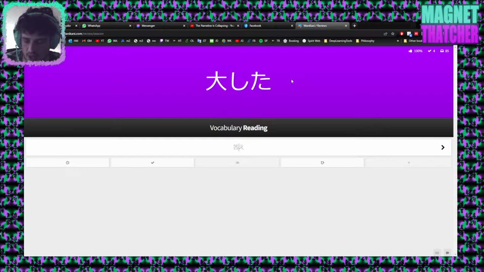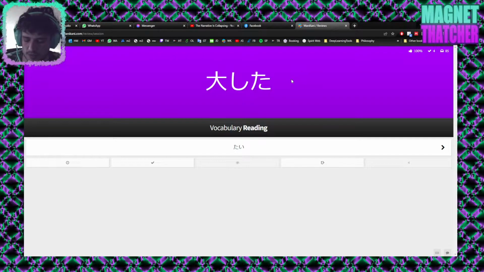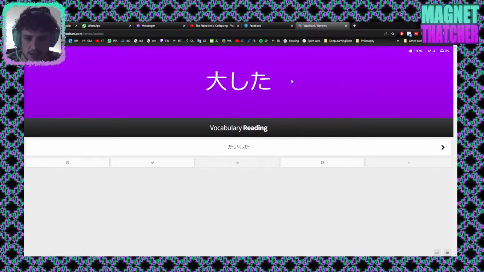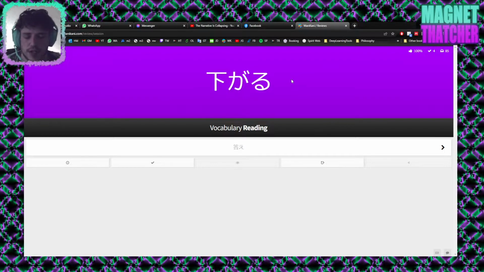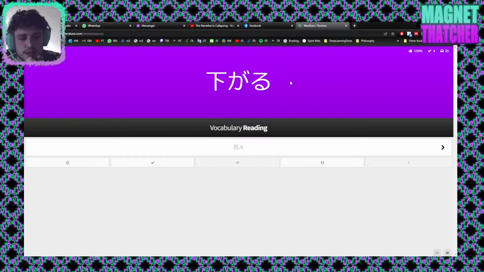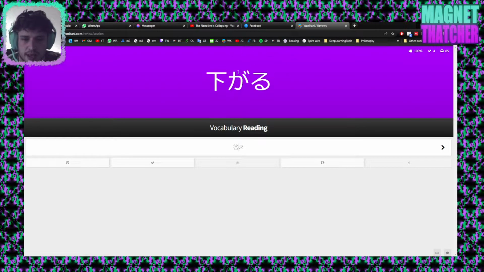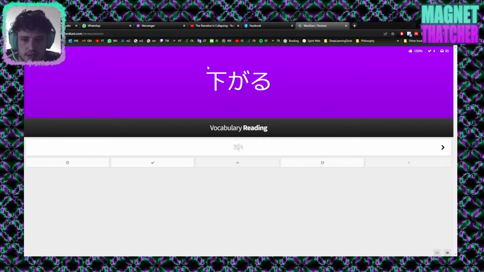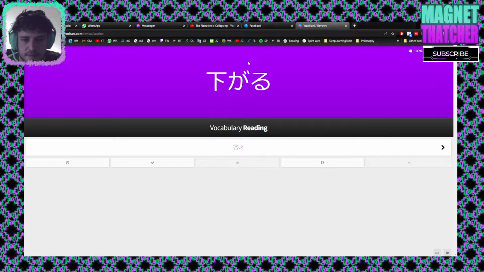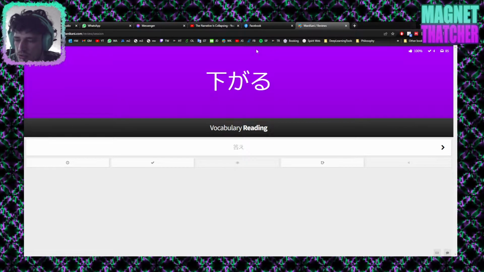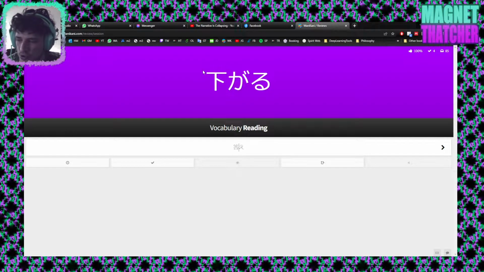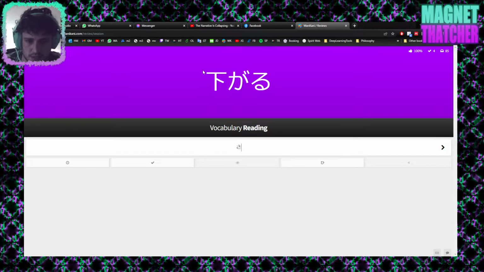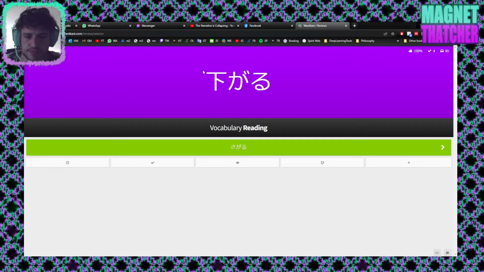So it's tai, which is big, and then shita. So this first kanji means below, and then we have this ru, which means it's a verb, and then this will be sagaru. If it's sagaru, that means to lower, but if it's sageru, that means to be lowered or to fall or to go down. But in this case, it's going to be sagaru.